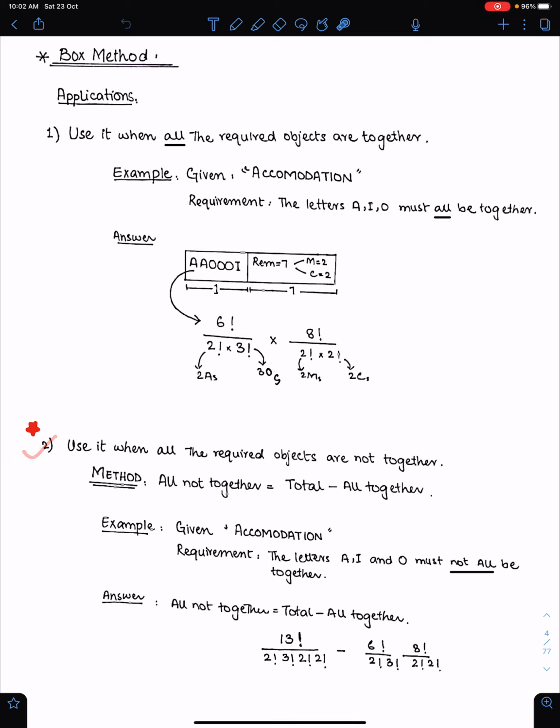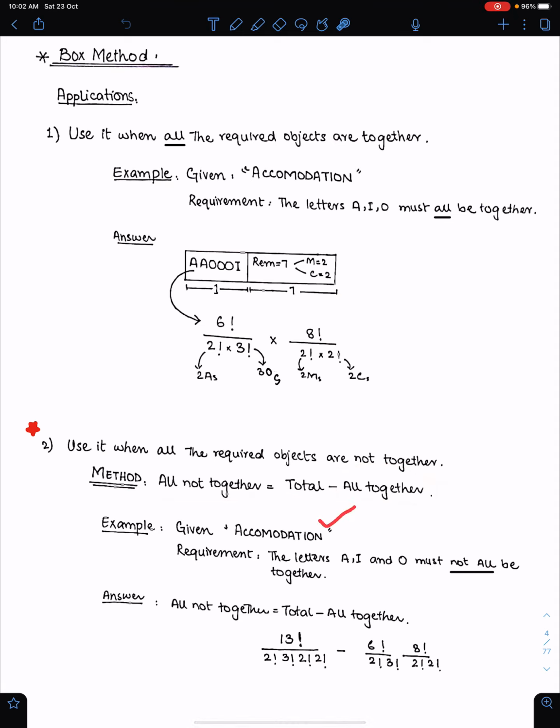Number 2, use it when all the required objects are not together. For that we use this formula, all not together, total minus all together, and we find all together in this way.